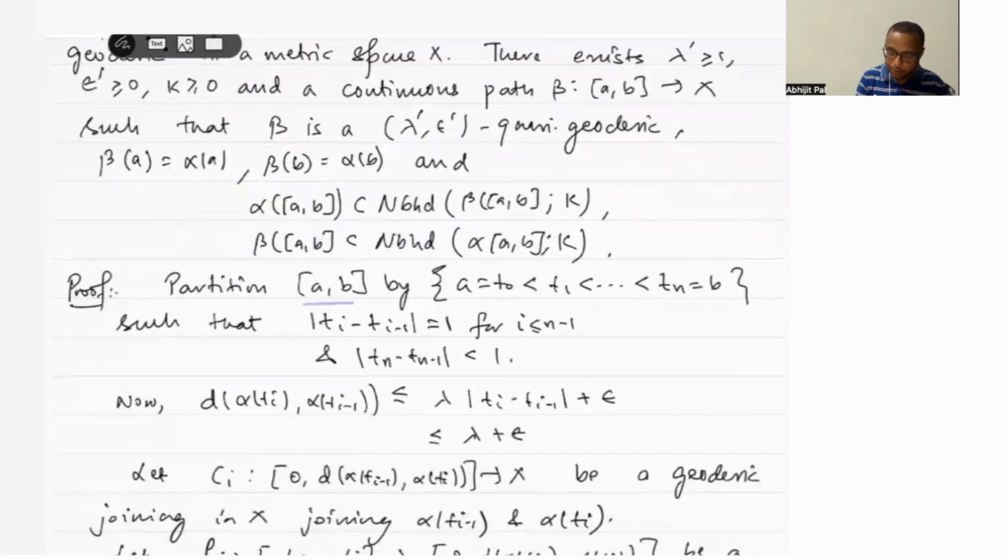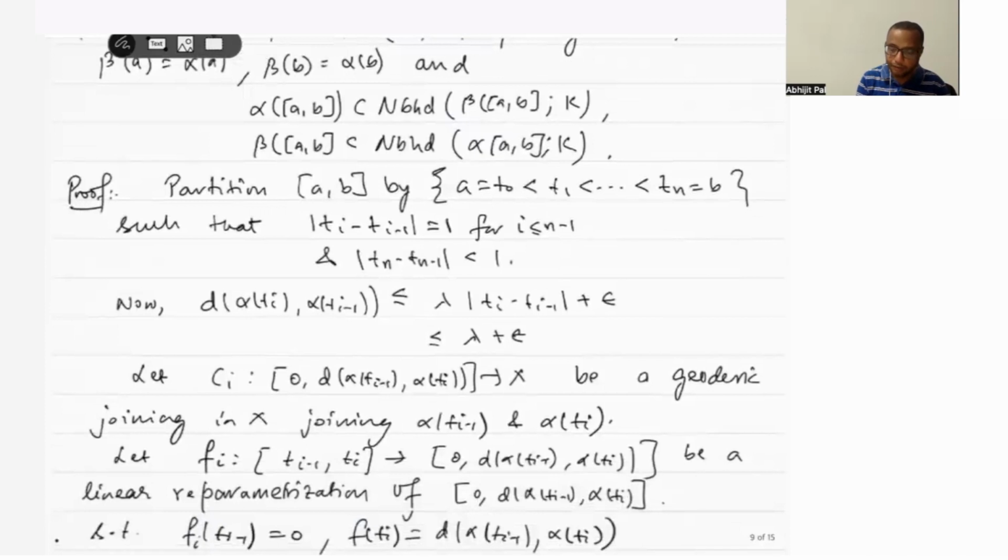Let us take a partition of this closed interval [a, b] in the following way. T0, T1, ..., Tn is a partition of [a, b] such that |Ti minus Ti-1| is equal to 1, and Tn minus Tn-1 is less than 1. Now, the distance between alpha(Ti) and alpha(Ti-1) will be less than or equal to lambda times (Ti minus Ti-1) plus epsilon, because alpha is a (lambda, epsilon) quasi-geodesic. Again, |Ti minus Ti-1| is less than or equal to 1. Therefore, the distance between alpha(Ti) and alpha(Ti-1) is less than or equal to lambda plus epsilon.